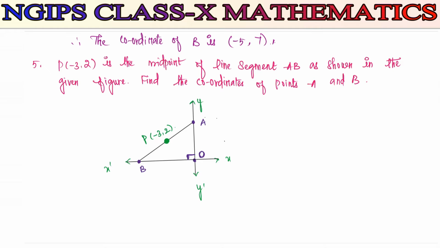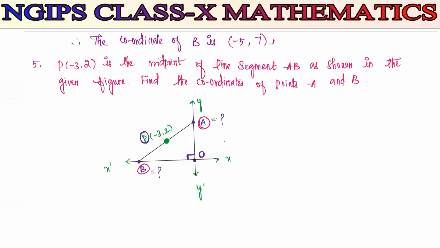Okay, here they have given that P is the midpoint of the line segment AB. So this particular P is going to be the midpoint of A and B, as shown in the given figure. Find the coordinates of A and B. So here we need to find the coordinate of A as well as the coordinate of B.